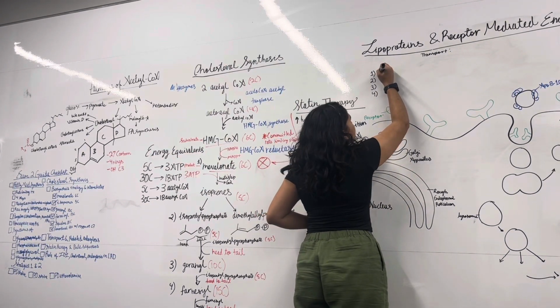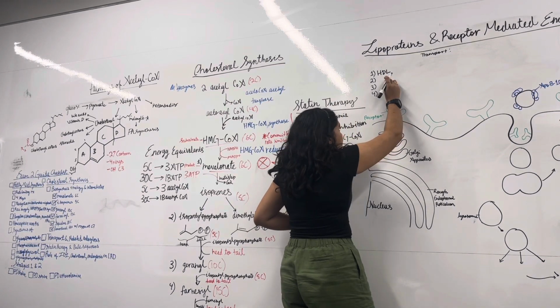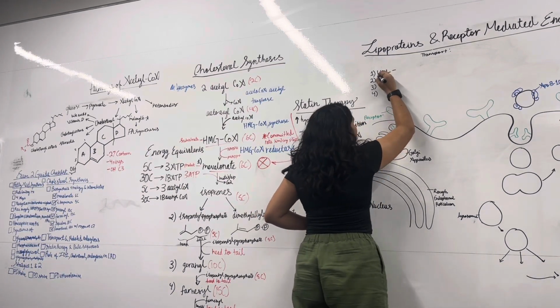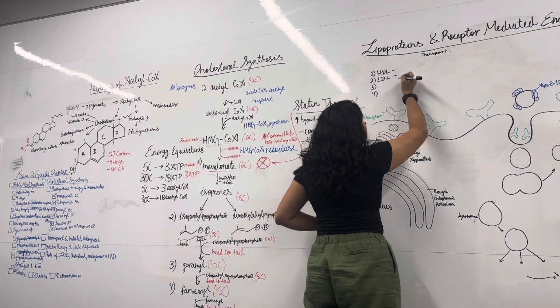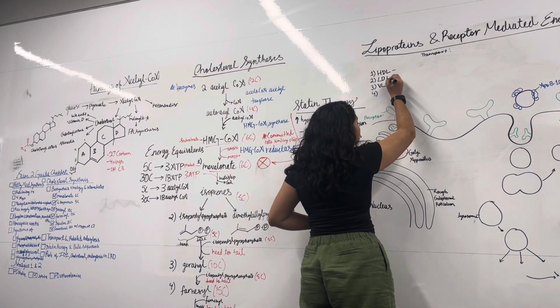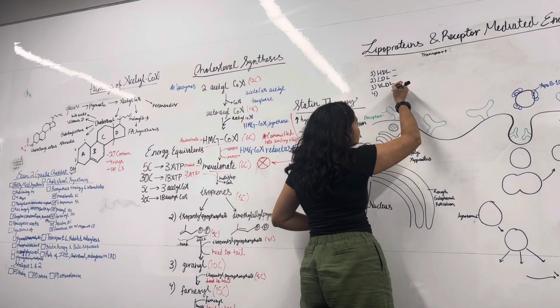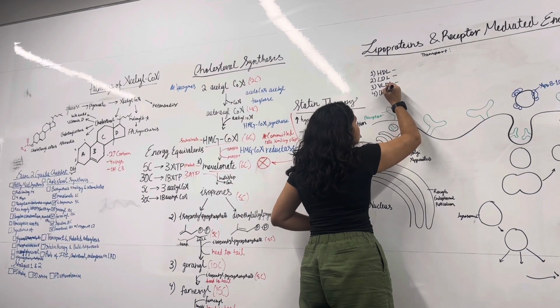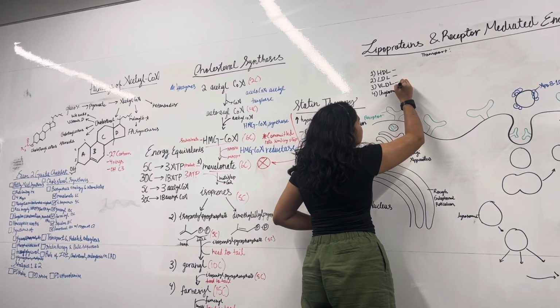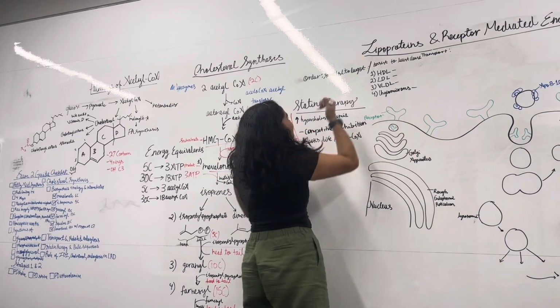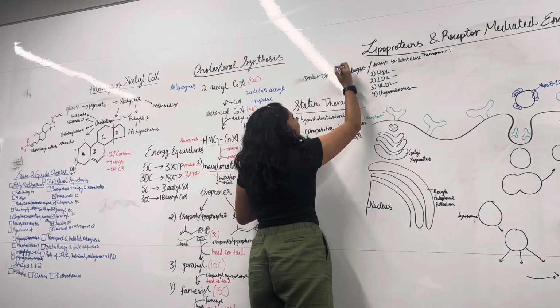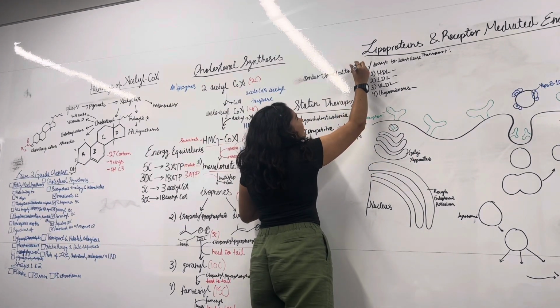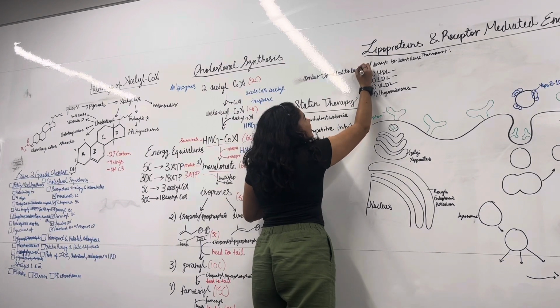So we have HDL, high density lipoprotein. We have LDL, low density lipoprotein. We have VLDL, very low density lipoprotein, and chylomicrons. Is the HDL the biggest? No, the biggest is the chylomicron. At least we'll for sure get this one right.